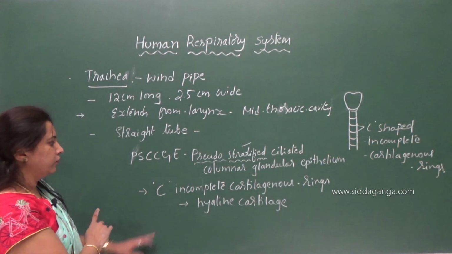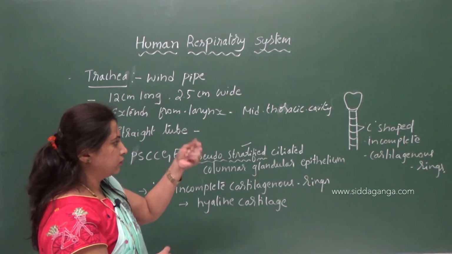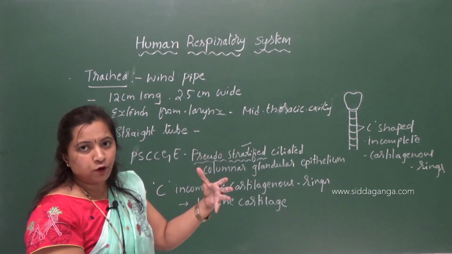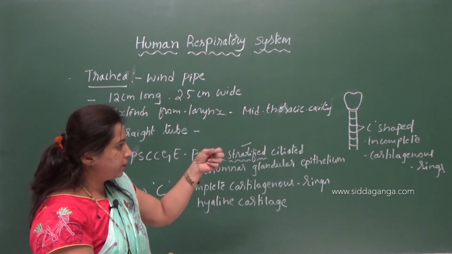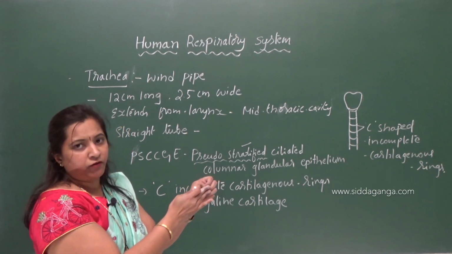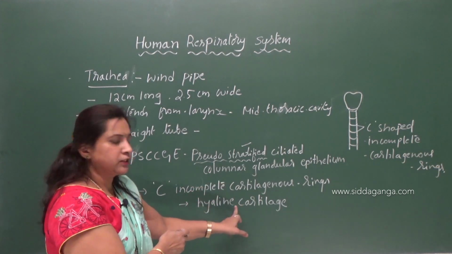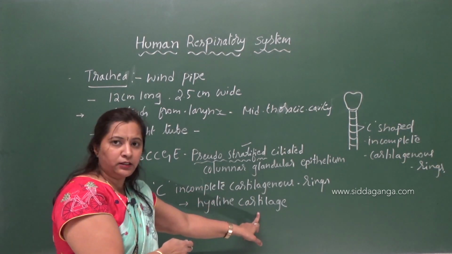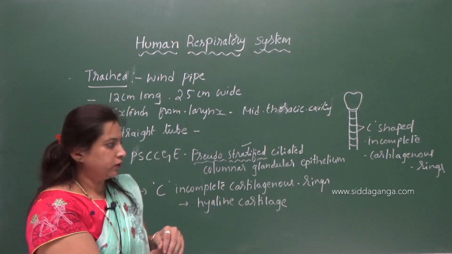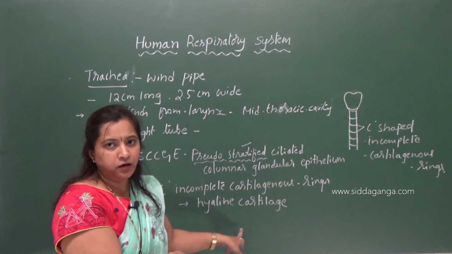So what is the function of these cartilaginous rings then? See here, these cartilaginous rings support the trachea. So it will prevent the trachea from collapsing. It prevents the trachea from flattening. So it maintains the shape of the trachea. The main function of these C-shaped hyaline cartilage rings is to prevent the collapsing of the trachea during inspiration. So that is the function of the cartilaginous rings present in the trachea.